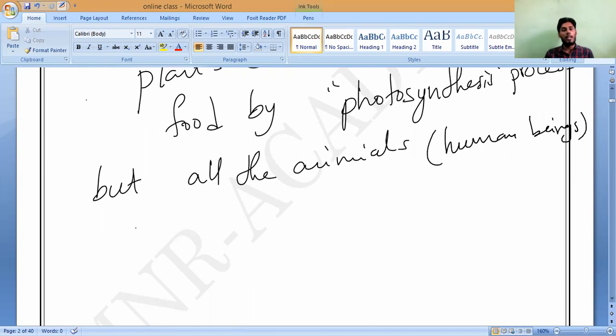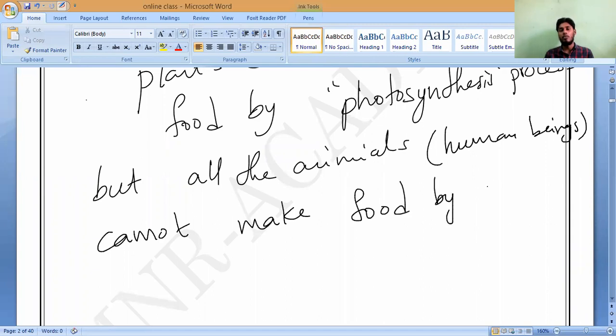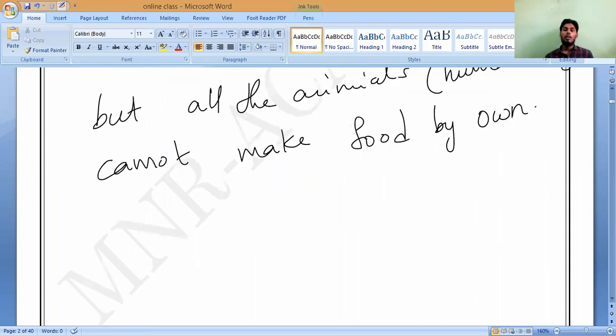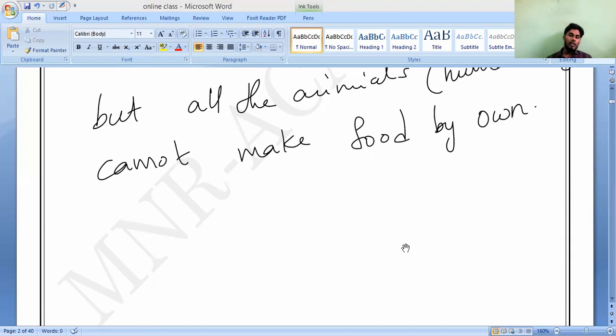All the animals cannot make their food. So always we should depend on whom? On every animal. Every animal always obtains food from plants, or one animal depends on another animal, and they eat plants and other animals. So human beings and animals depend on plants for their food, directly or indirectly. Correct or not?